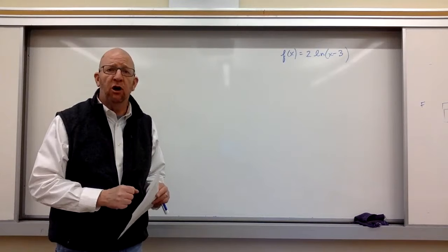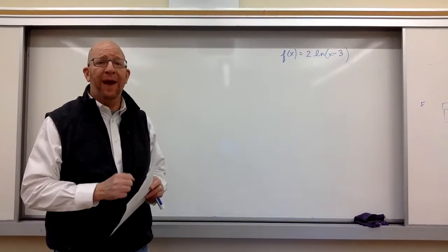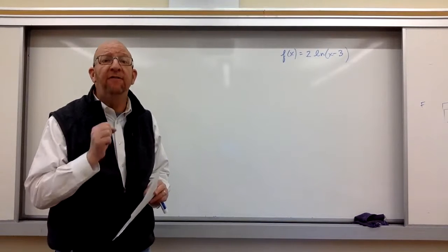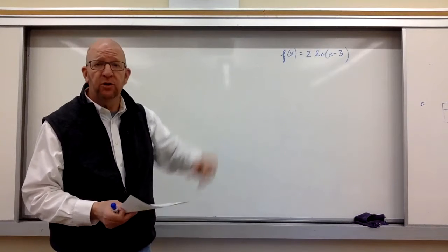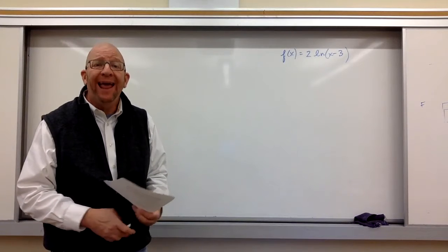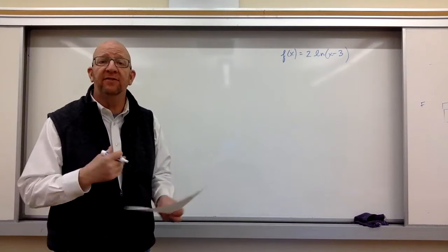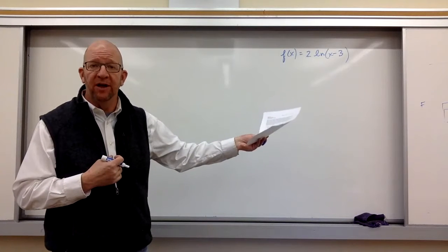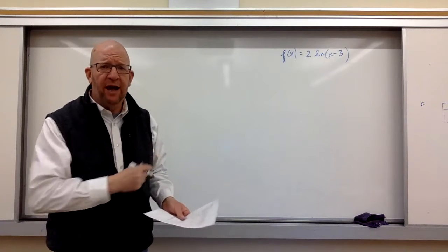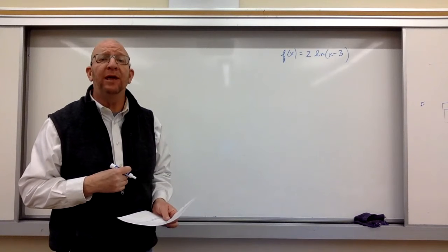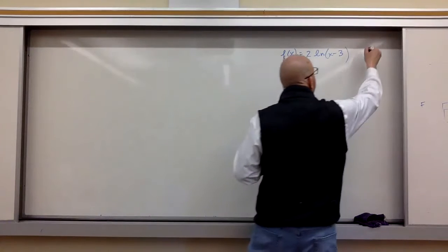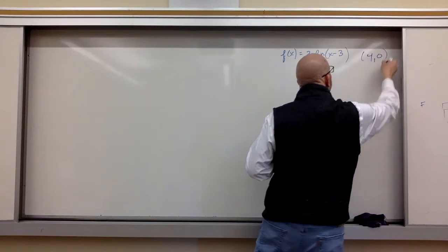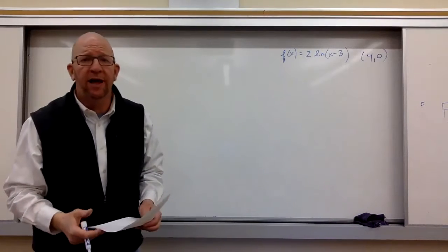Today, we're going to talk about 2020 Practice BC4. Now, this is a problem that starts with a function here, 2 natural log of x minus 3, and a point. The point is x equals 4. And when we plug in 4, you good pre-calculus students all remember that we will get 0, because the natural log of 1 is 0. So we know this is the point we're starting at here, 4 comma 0.